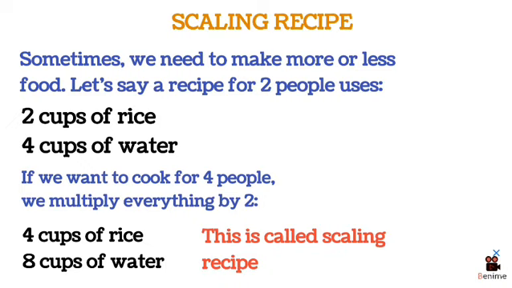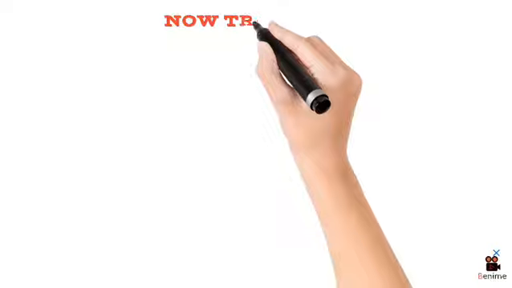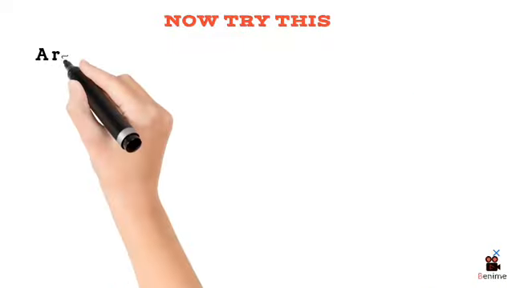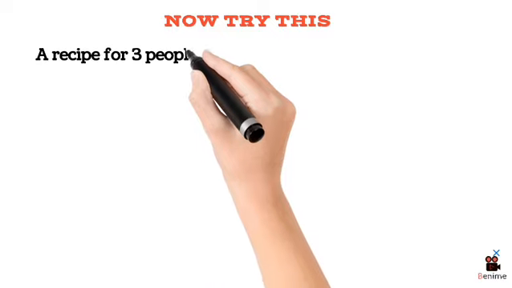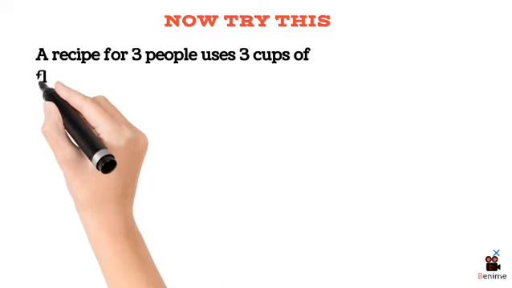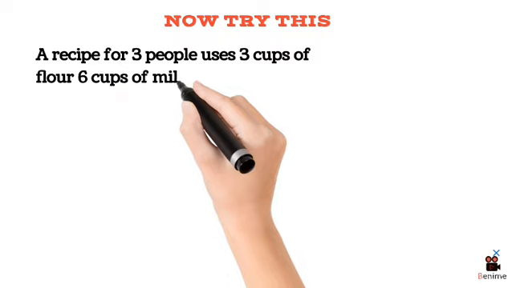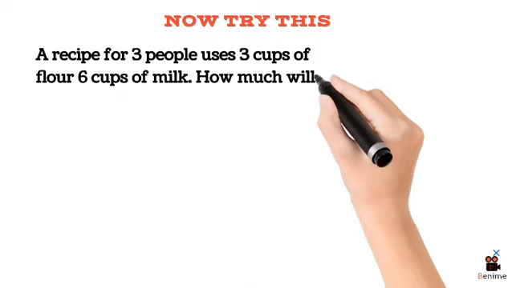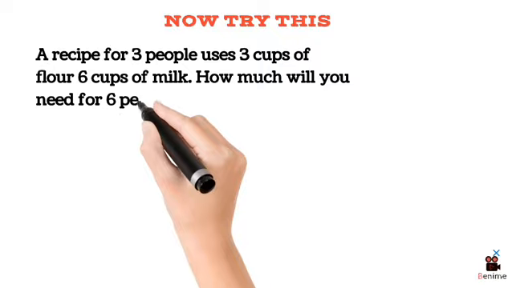Now, I want you to try this to know whether you understand this. A recipe for 3 people uses 3 cups of flour, 6 cups of milk. How much will you need for 6 people? Pause the video and try that.